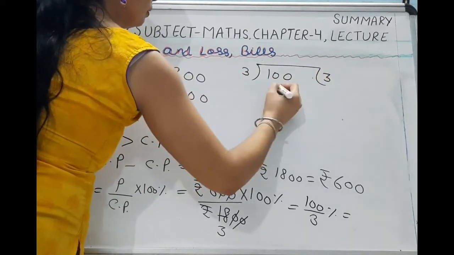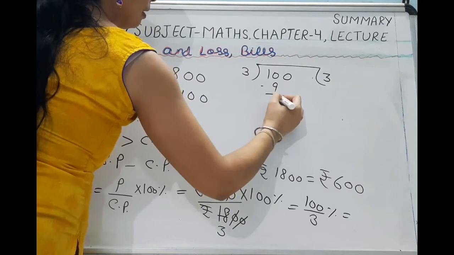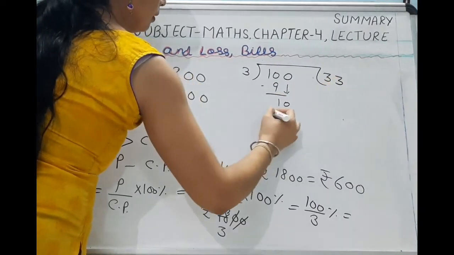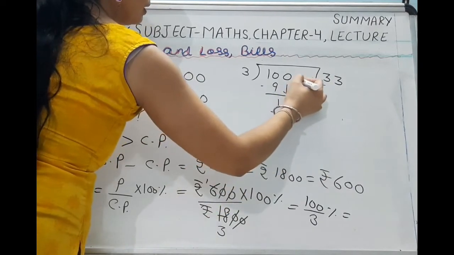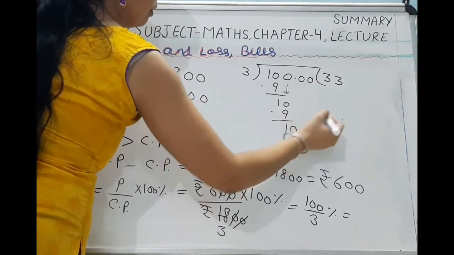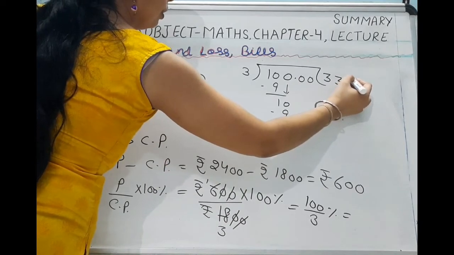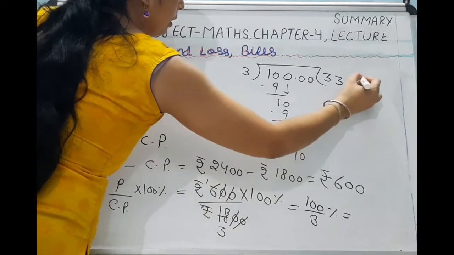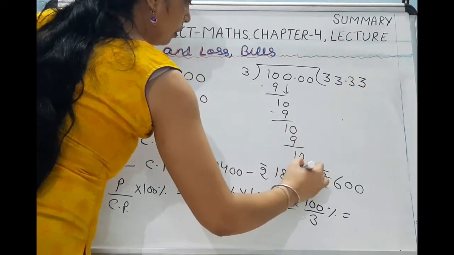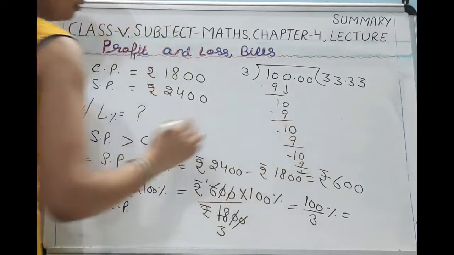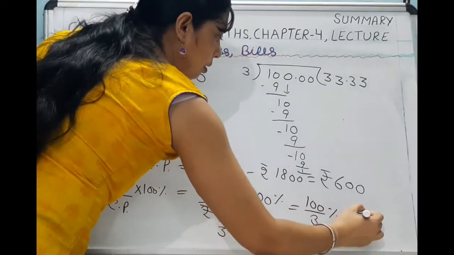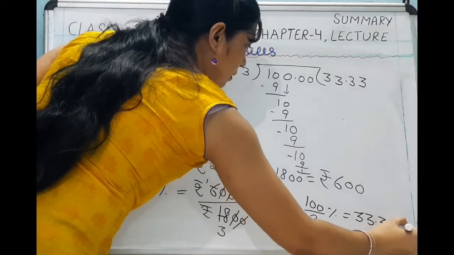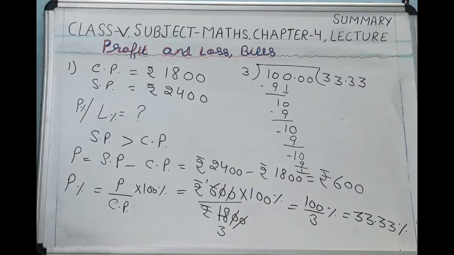3 threes are 9. 10 minus 9, 1. Take the 0. 3 threes are 9. 1 is left. Put decimal. Up to 2 places of decimal we will calculate. So 3 threes are 9. Again 1. Put 0. 3 threes are 9. Now you can leave it. Okay. So it is 33 decimal 33%. Understood?